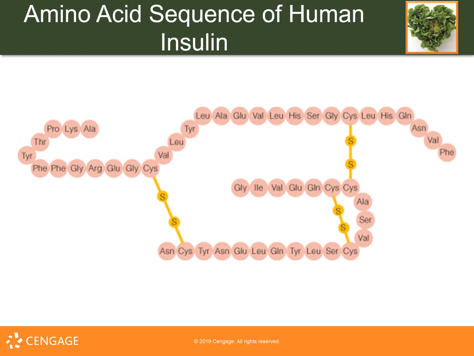So here's an example of a hormone made from protein. We talked about insulin in the last 2 chapters in carbohydrates. It's a tertiary structure, and it contains 2 polypeptides that are bonded by these disulfide bridges or disulfide bonds.